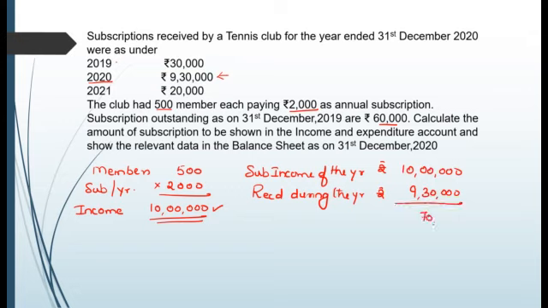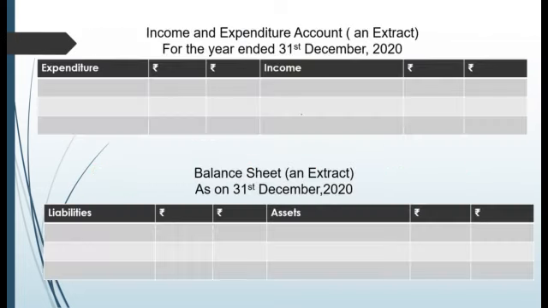So still what has not been received? This is the outstanding for the current year. Why are we calculating this? Just to show it in the income and expenditure account. Total amount should go as 10 lakh, but received is only 9 lakh. So now look at the presentation. Prepare the income and expenditure account. It's also an extract for the year ended 31st December 2020.